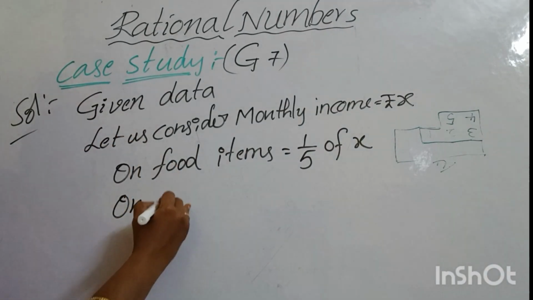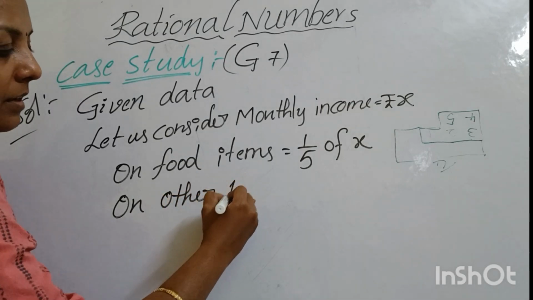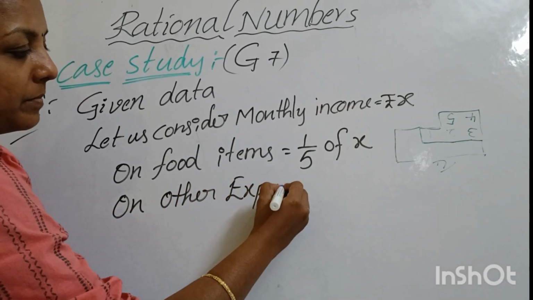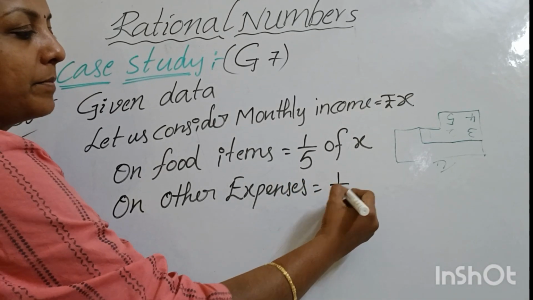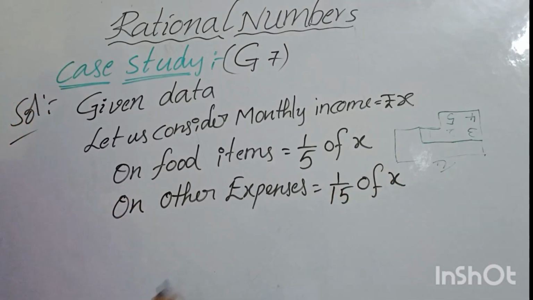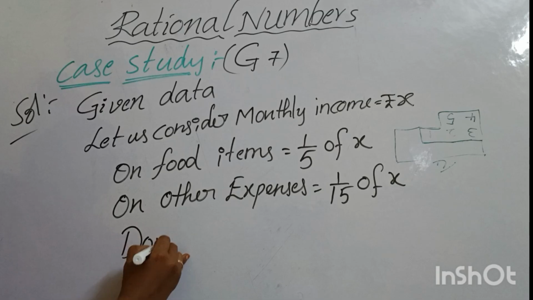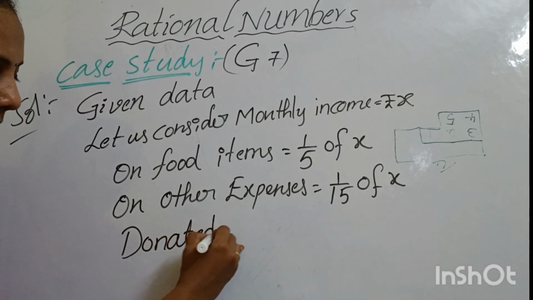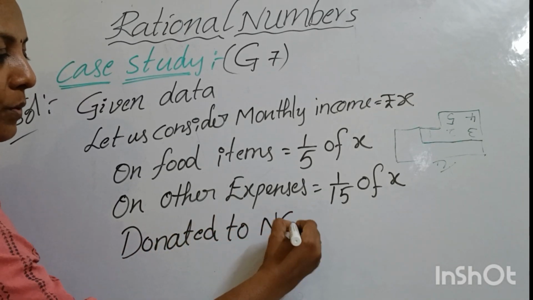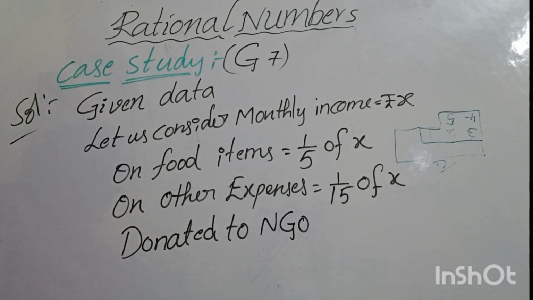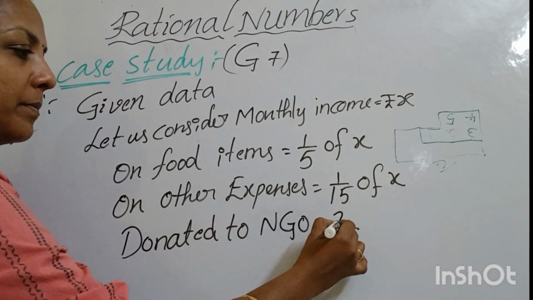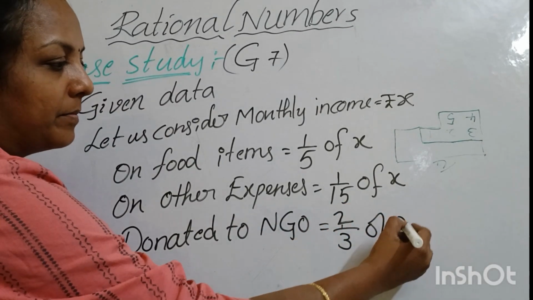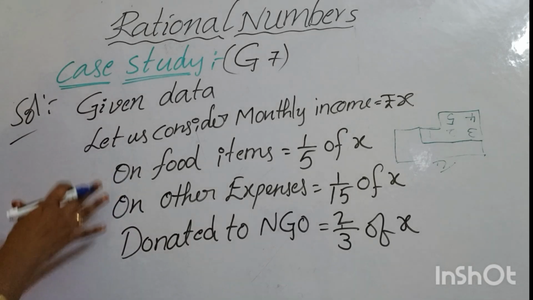How much did he spend on other expenses? On other expenses, he spent 1/15th of salary. And how much did he donate to the NGO? Two-thirds of his salary. This is the information they have given.